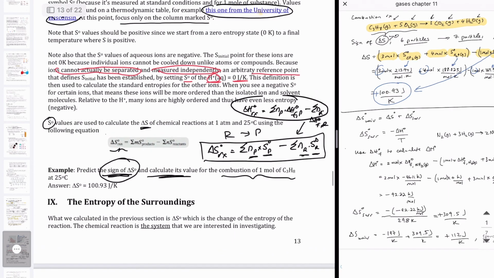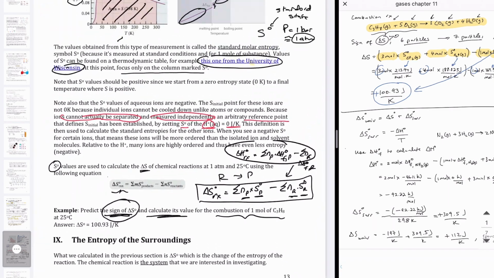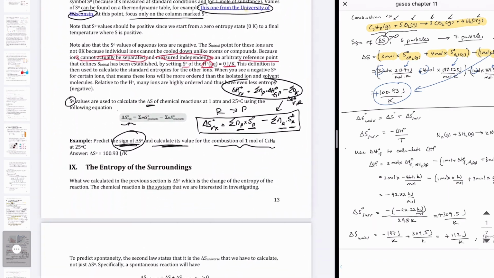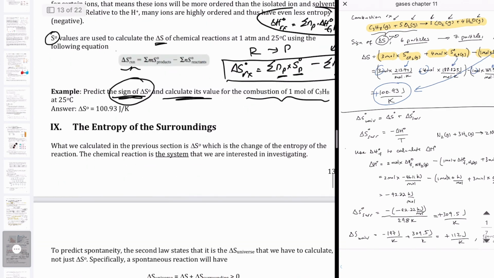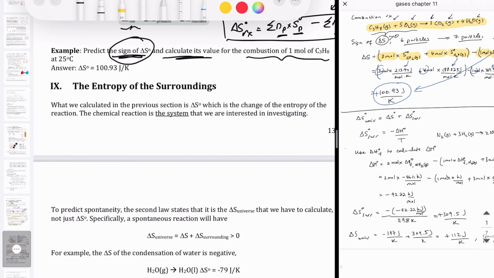So we just learned how to calculate the delta S of the reaction. So given any kind of reaction now, we can calculate delta S using those absolute molar entropy values. But the delta S that we calculated just now is actually the delta S of the system, which is the delta S of the reaction itself. Remember that in chemistry, the chemical reaction, which is the reactants and the products, are the components of the system.